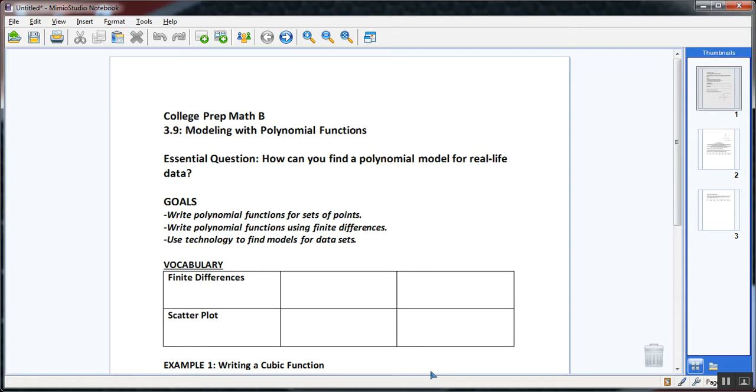So guys, goals for the day then to answer that question, how do you find a polynomial model for real life data? First of all, we need to know how to write polynomial functions for sets of points. We're going to write polynomial functions using what we call finite differences. I'll show you what that means. And then the technology we're really using to find models for data sets is going to be Desmos. Okay.